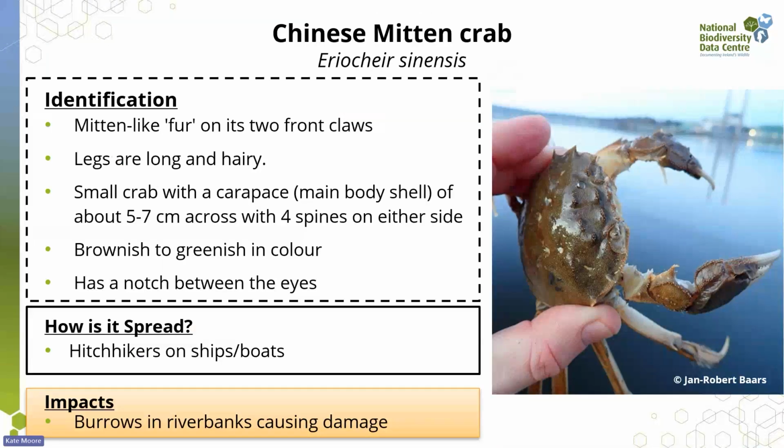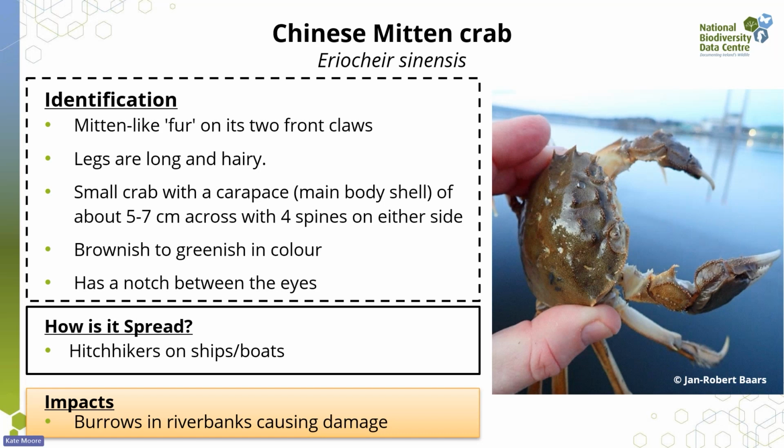So a lesser reported invasive species that we have in Ireland is the Chinese mitten crab. It's been recorded on multiple occasions in the Waterford estuary. So it's quite distinctive. It has a mitten-like fur on its 2 front claws, and its legs are long and hairy. And it has a small body shell, which is about 5 centimeters across, and it has 4 spines on either side. It's typically brownish to greenish in color and has a notch between the eyes.